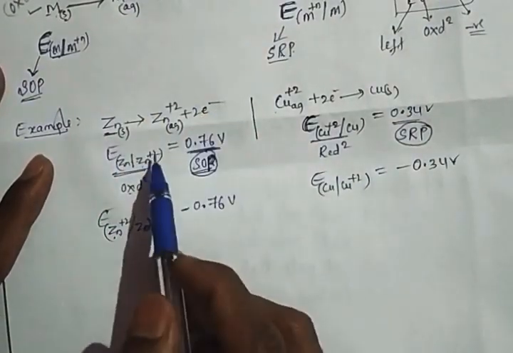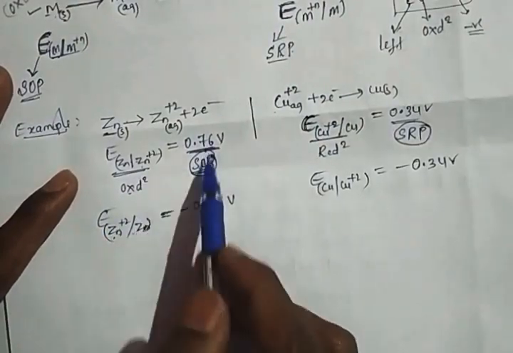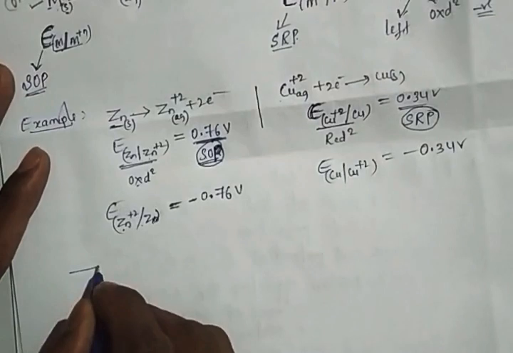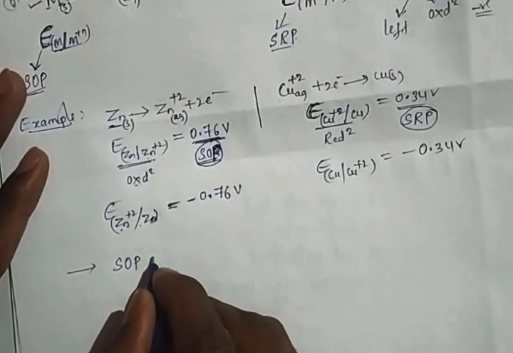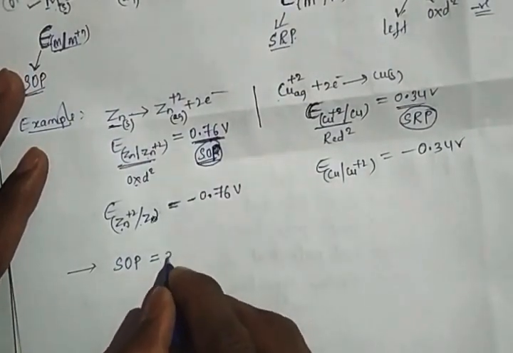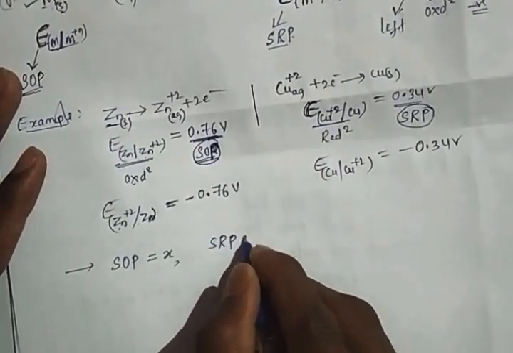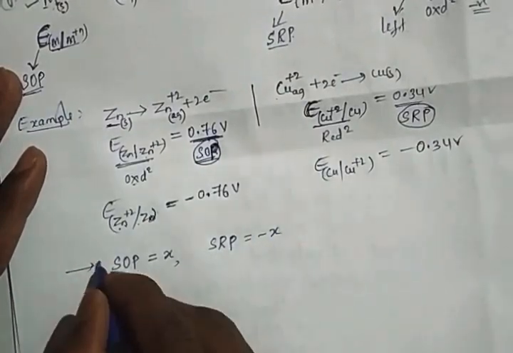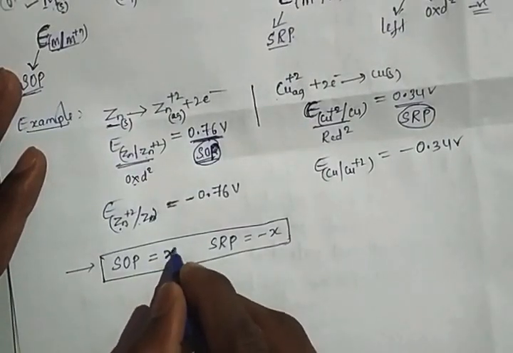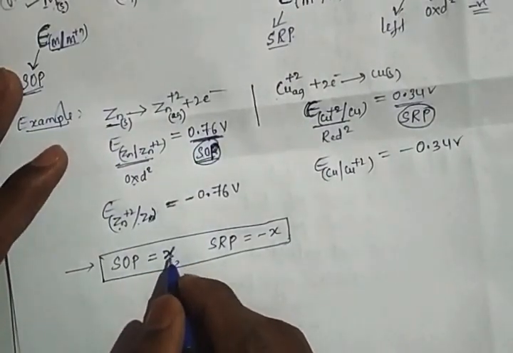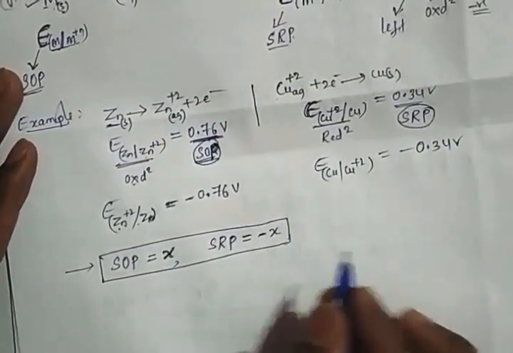Zinc undergoing oxidation. So its oxidation potential is represented by this and reduction potential can be represented, but these two values are opposite. In general I can write standard oxidation potential. Suppose if SOP value for any metal is X, then its SRP value can be written as minus X. Is it right? Suppose oxidation potential value is X, then what is the reduction potential value? Minus X, because it is just the opposite, a negative sign. Just remember this one.